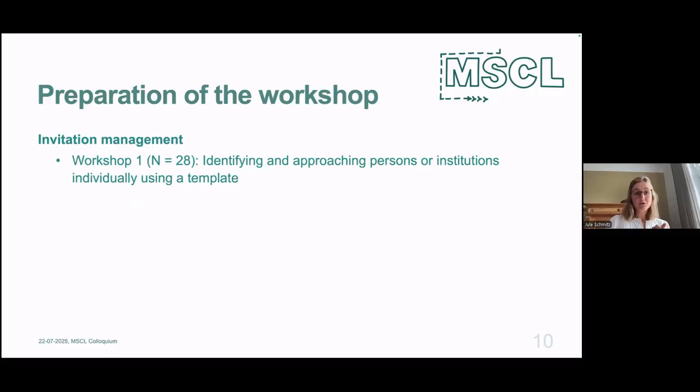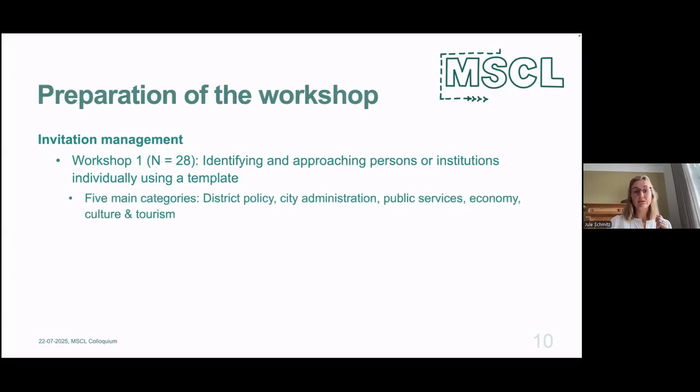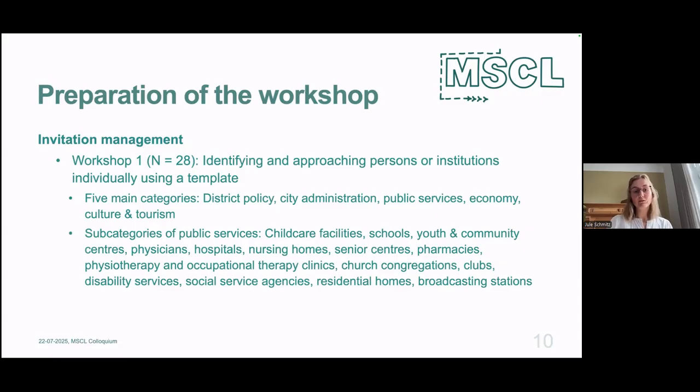So for the first workshop, we identified and approached persons or institutions using this template that contained 5 main categories: the district policies, city administration, public services, economy, culture, and tourism. And as an example, I also highlight here the subcategories of public services. So one of these main categories contains, for example, childcare facilities, schools, physicians, nursing homes, pharmacies, clubs, residential homes. So it was really comprehensive and broad. And we identified contacts for all of these categories and then approached them individually. So as you can imagine, this was a really resource-intensive process.